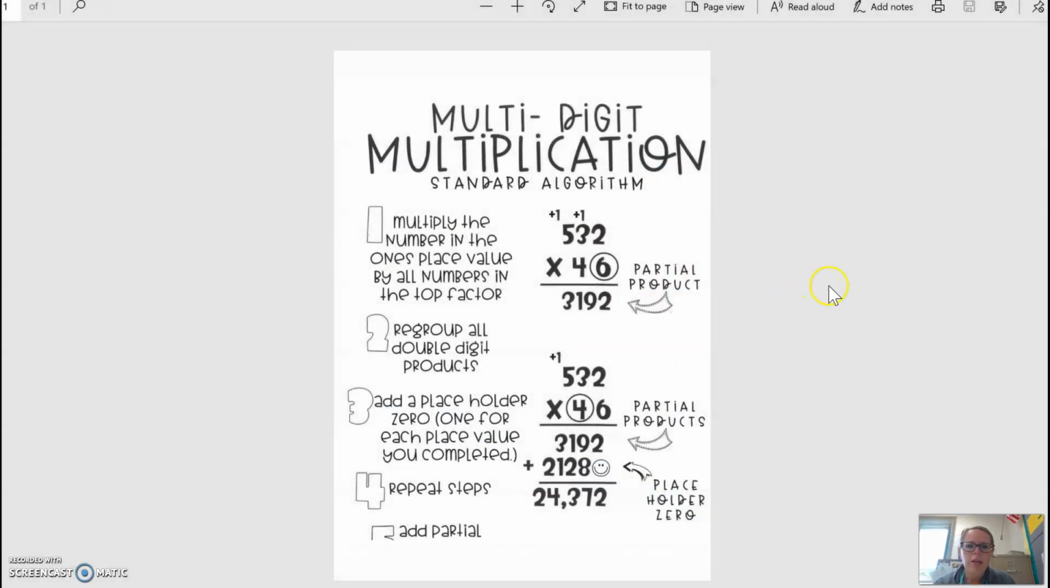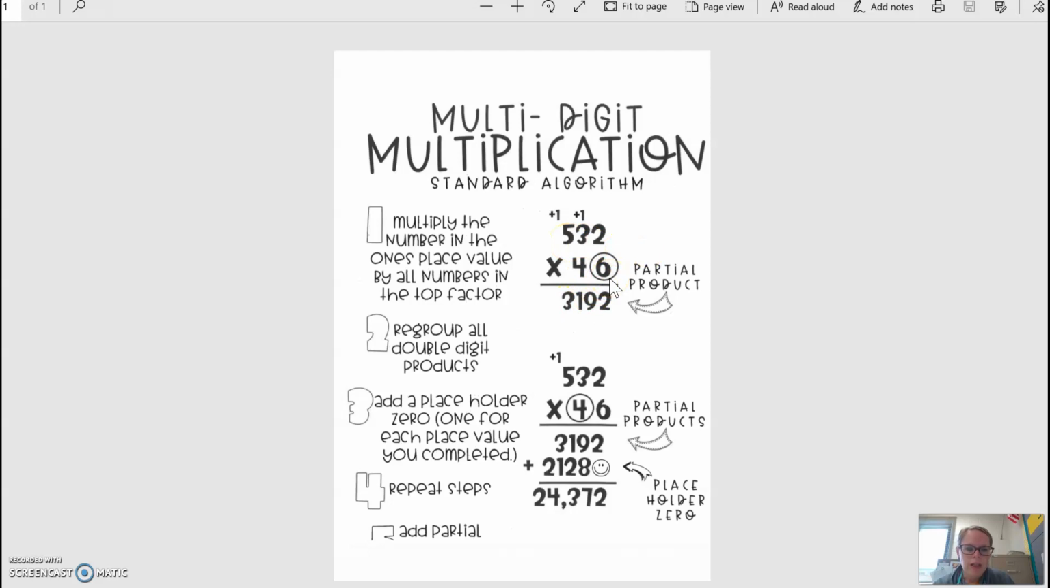Now to start today, I want to start with this anchor chart. When you log into It's Learning, you're going to see a link that is going to have this anchor chart for you to review. We are going to start with just some two-digit, but you'll see this one has three-digit. The first step is, like it has on here in our visual, is that you have to multiply the number in the ones place, which is right here, the number 6, and you have to multiply it by all the numbers in the top factor. Top factor is meaning the same as each number. So this one, and this one.